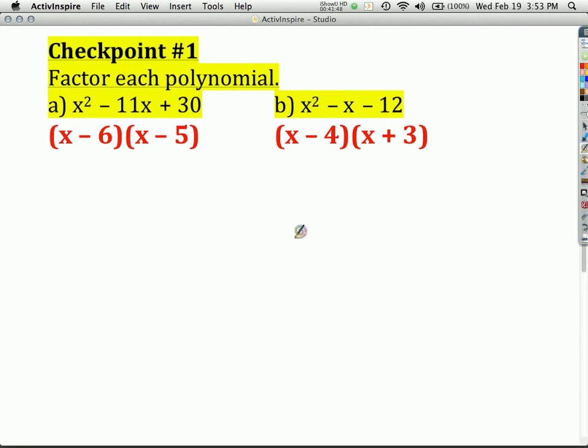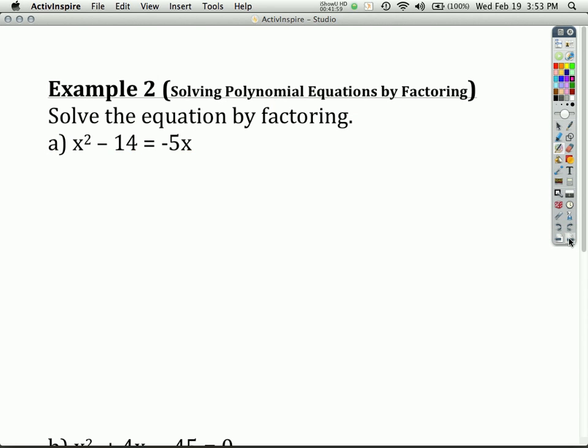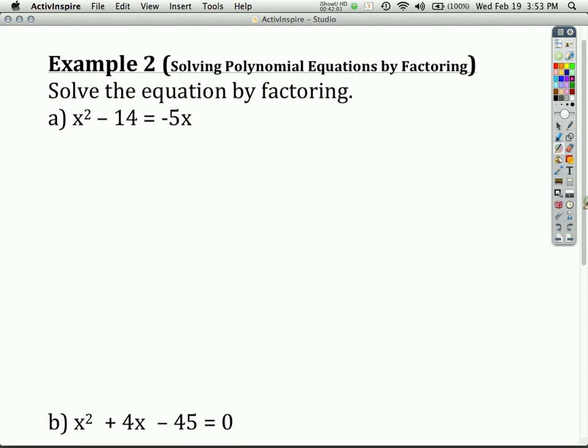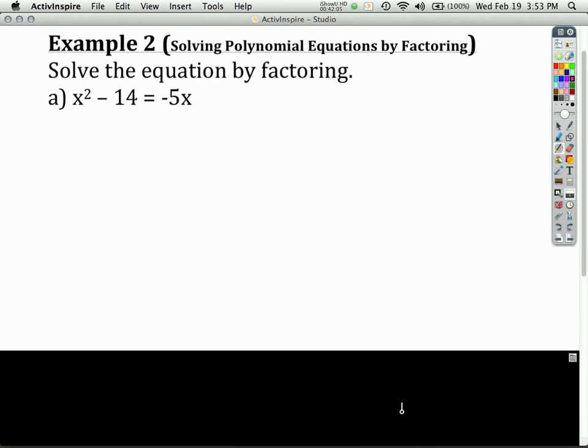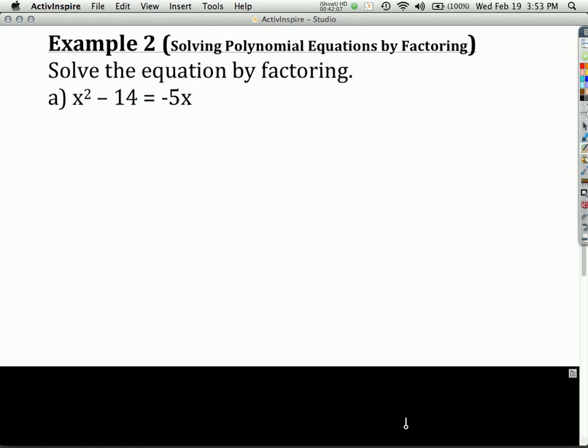So, the whole purpose was not to just be able to factor. That doesn't get us anywhere. The purpose was to be able to solve an equation. And so that's what we're going to do now. We want to be able to solve equations that look like these. You learned how to solve equations in factored form last time. Now we're going to factor again and solve the equation.